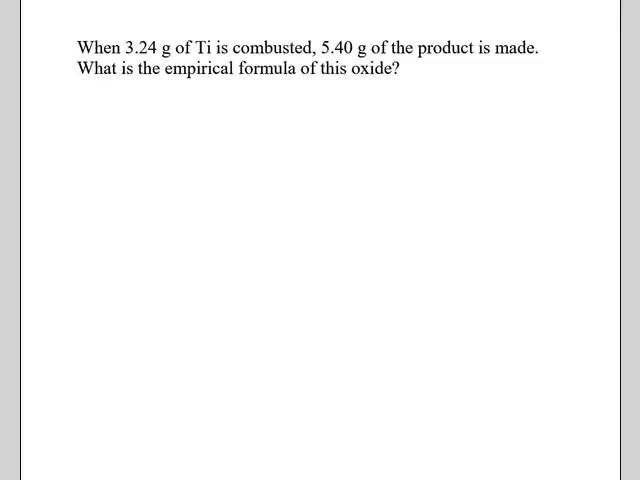Another way that you can get the same information would be a problem like this. Instead of being given the percents, you're given information in actually a more direct form. So you have 3.24 grams of titanium. It's combusted. Combusted means it's been reacted with the oxygen in the air, O2. And we make 5.4 grams of some product. So that product is titanium combined with oxygen.